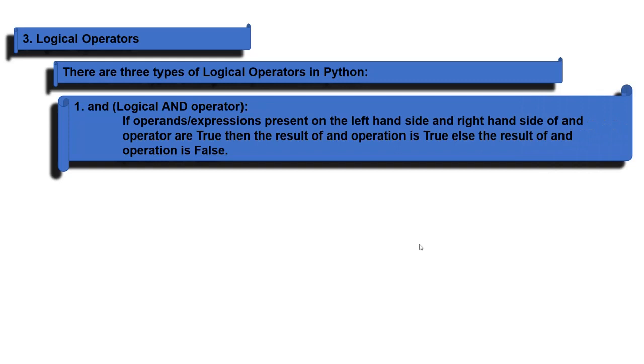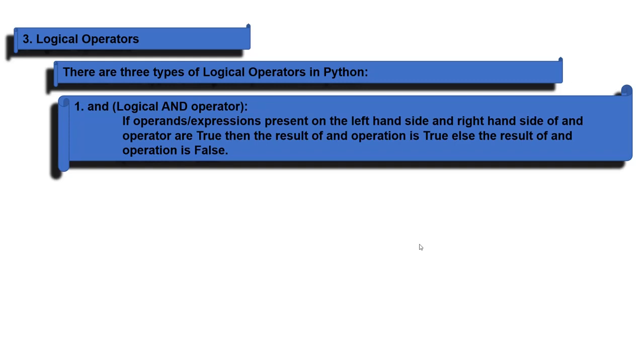There are three types of logical operators in Python. The first one is the AND operator. If the operands or expressions present on the left hand side and right hand side of the AND operator are true, then only the result of the AND operation is true. Otherwise, the result of the AND operation is false.